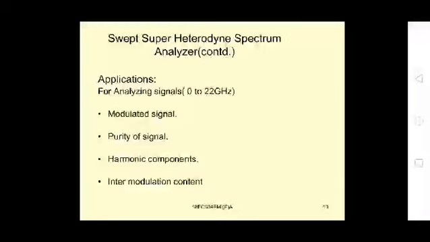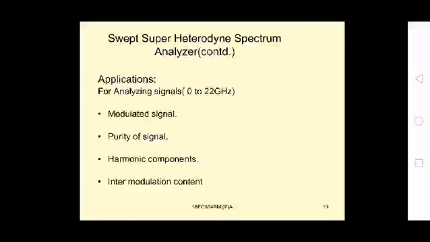Applications: it can be used for analyzing signals of various frequency ranges from 0 to 22 gigahertz. We can examine a pure sinusoid with or without modulation, and the purity of the signals. You can check amplitude modulation, frequency modulation, harmonic distortion, pulse modulation, asymmetrical spectrum, and the intermodulation content. These are the various applications of the spectrum analyzer.